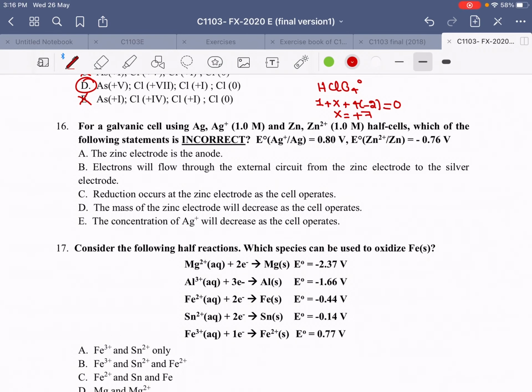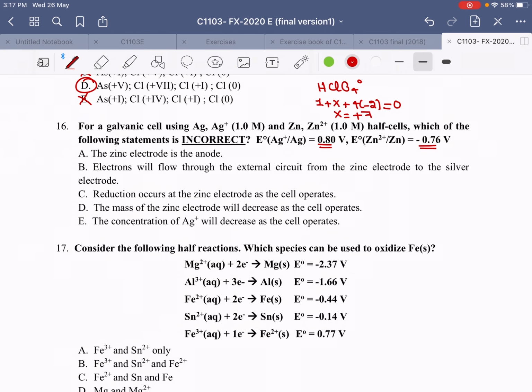Okay. Number 16. For a galvanic cell using Ag, Ag+, and Zn2+ half cells, which of the following statements is incorrect? أعطيكم ال E0s of every couple, so you have to follow the pattern of E0. يعني the rules that we follow with E0 we have to follow it. شو يعني؟ يعني إنه 0.8 versus negative 0.76, that means 0.8 will undergo reduction.